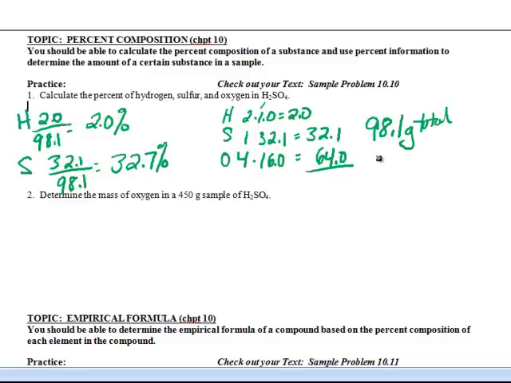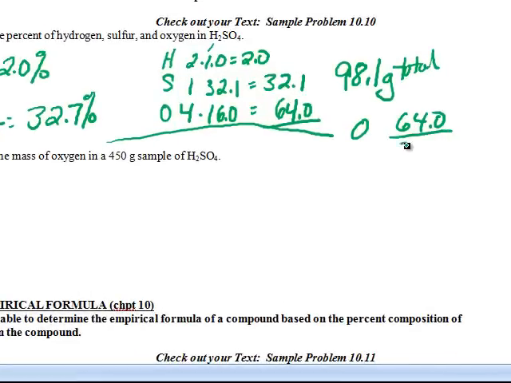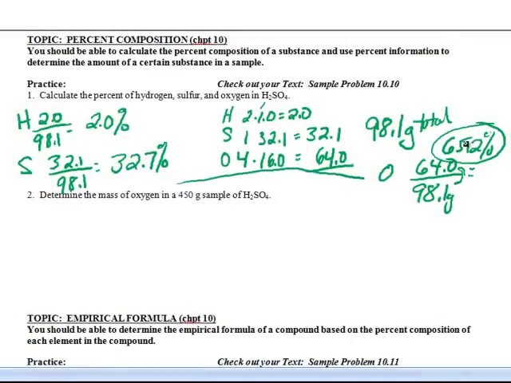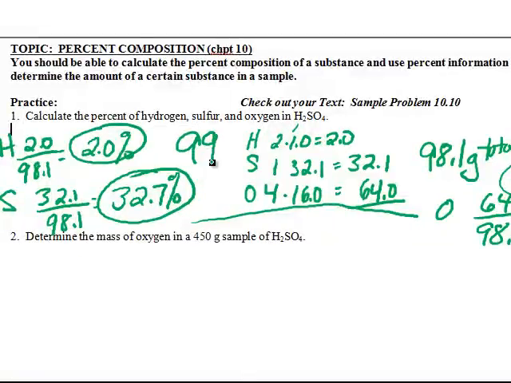And then the last one, for oxygen, you do 64.0 divided by the whole thing, 98.1 grams, and that comes out to about 65.2%. And then, real quick, just to make sure I didn't make any silly mistakes, I add the 65.2 plus the 32.7 plus the 2.0, and I should come really close to 100. And in this case, I come out to about 99.9%.